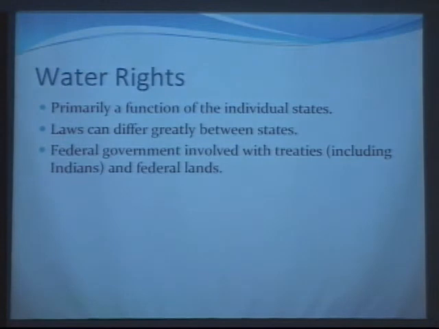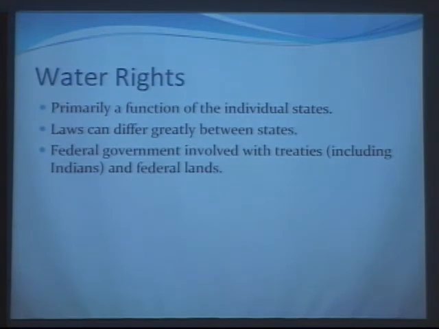So with water rights, it turns out these are primarily a function of the individual states. And really this goes back to our Constitution. One of the amendments, I think it was the 10th Amendment, says that those things that aren't kept as being the responsibility of the federal government belong to the states. So the idea of states' rights: if it's not stated in the Constitution how water rights are to be done, then the states get to decide, and that's how this generally is done.